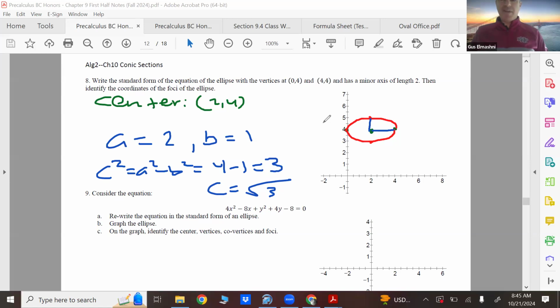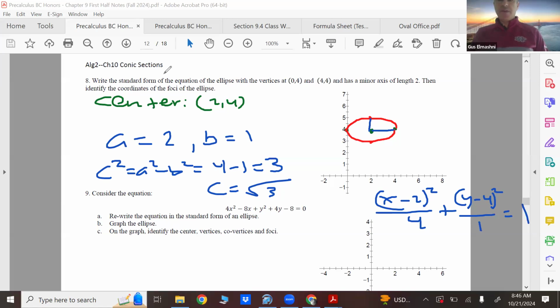So write the equation. Well, that's not hard. That's just x minus 2 squared over 4 plus y minus 4 squared over 1 equals 1. Okay.